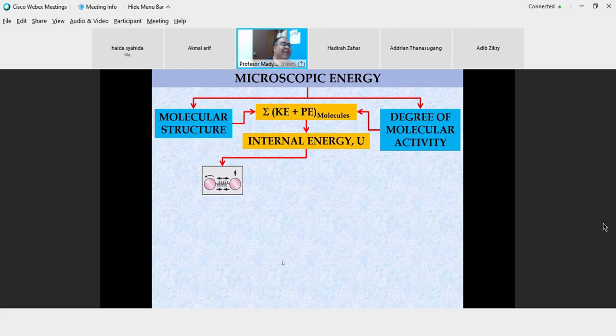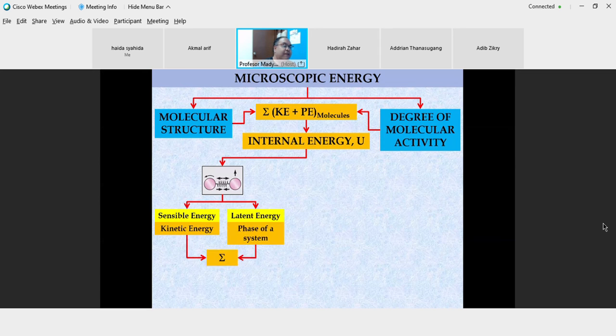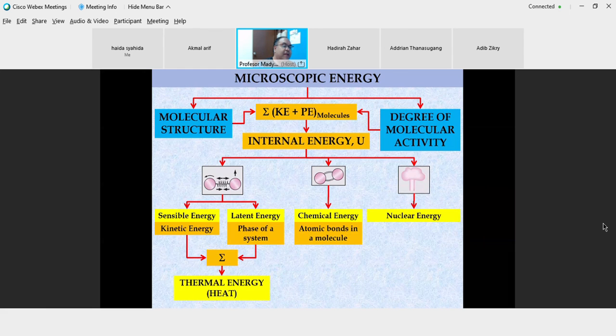Now we have the molecular structure and molecular activity. We have the internal energy, the sensible energy, kinetic energy, and latent heat of phase change. And then we have nuclear energy. So nuclear, why did my professors swear on nuclear energy? Because it has a strong bond within the nucleus of the atoms.